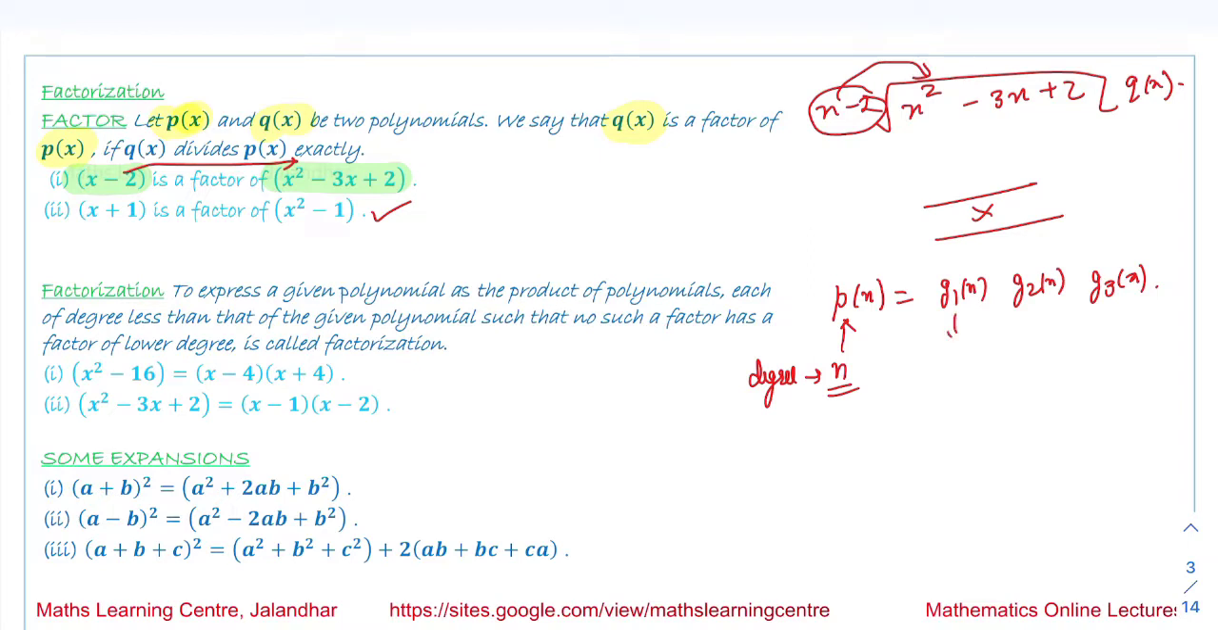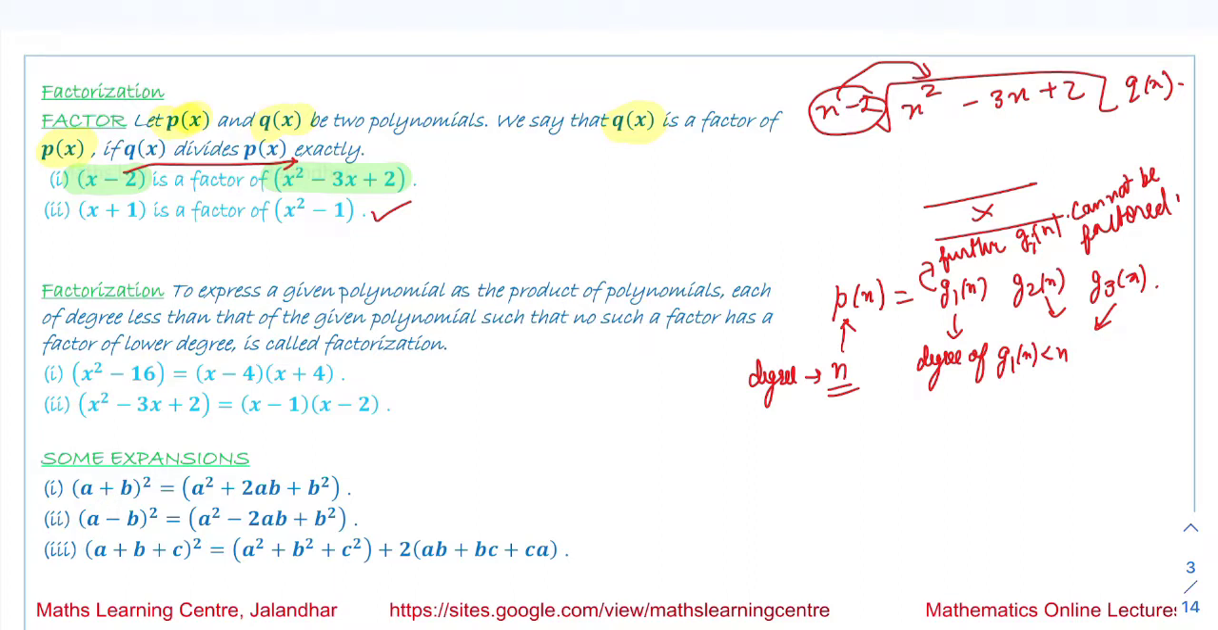The degree of g1(x) is less than n, the degree of g2(x) is less than n, and the degree of g3(x) is less than n. The next condition is that g_i(x) cannot be further factored. So p(x) is given to us, we write it as a product of polynomials, and the new polynomials we find cannot be further factorized.